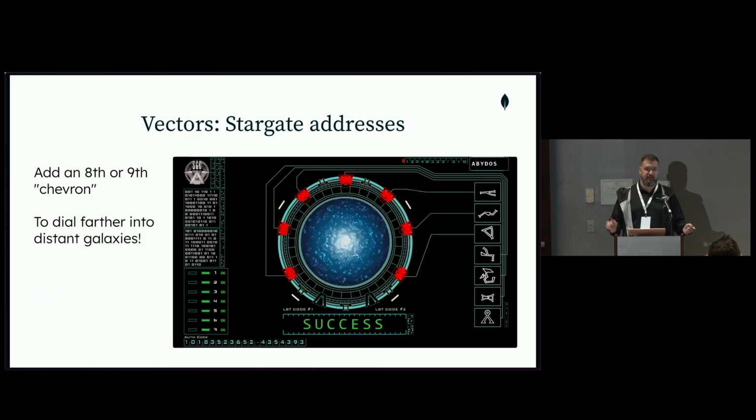And if you're a Stargate fan, any Stargate fans? No? Okay, there's a couple. The address is made up of at least 7 chevrons, or dimensions. These are just like vectors, and to locate stargates in other galaxies, you add an 8th or a 9th dimension. It's just like a telephone number's area code or country code, where you can see how adding dimensions significantly increases the size of the virtual space that we're now using.